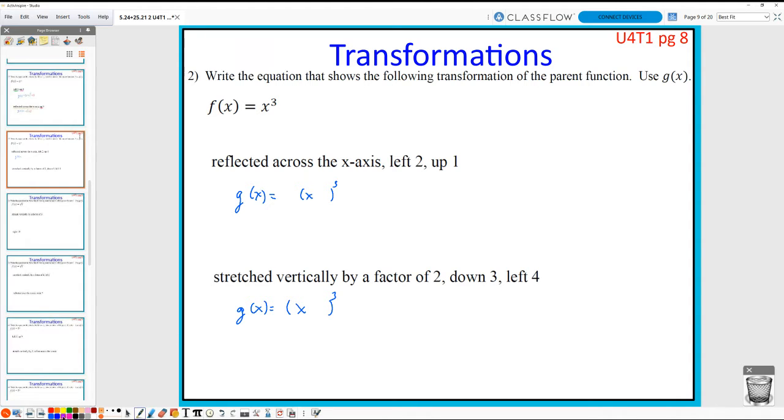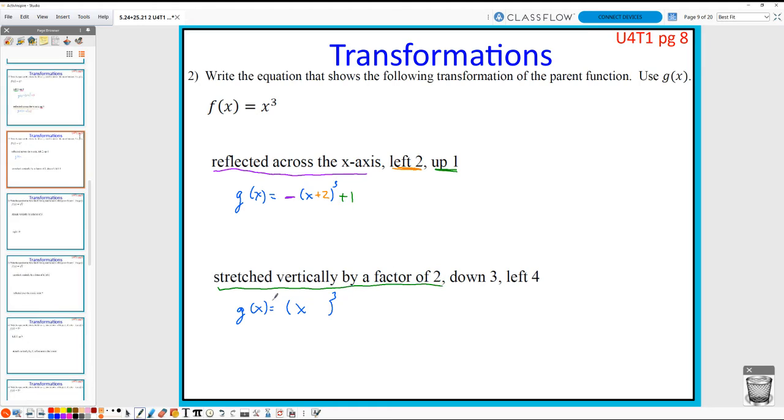Okay, just trying to color code it so you can see better, hopefully. Again, there's a reflection across the x-axis. That's telling me there's a negative in front. Left 2, right? Again, that's inside my parentheses. Plus 2. Up 1. Up 1 is outside, out here.